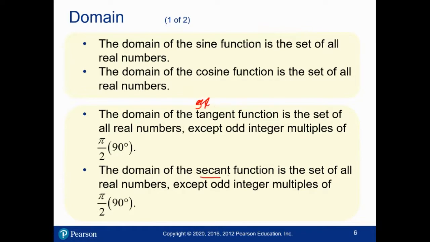Okay, because the secant function is just 1 over cosine. So again, your only problem is, what if the cosine is 0? That happens at odd numbers times pi over 2. So the domain of tangent and secant is everything except an odd number times pi over 2.